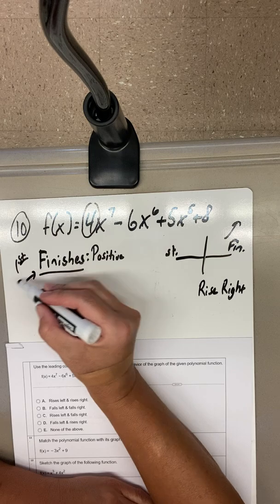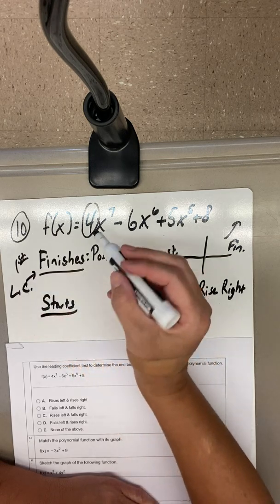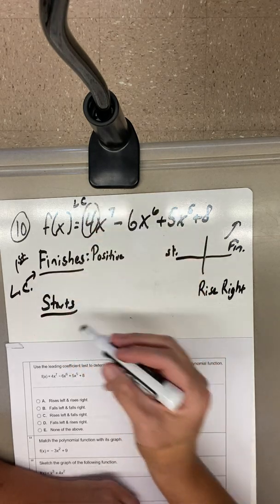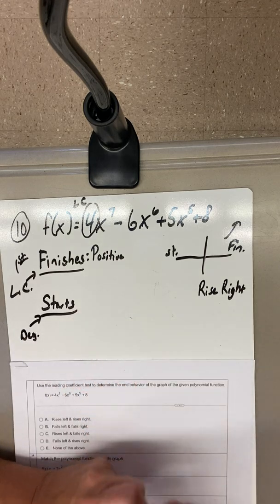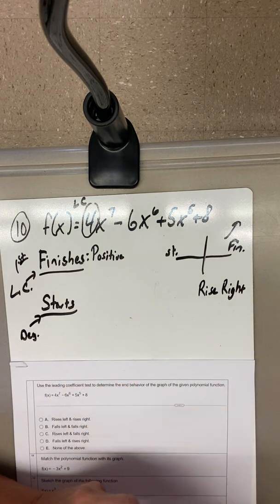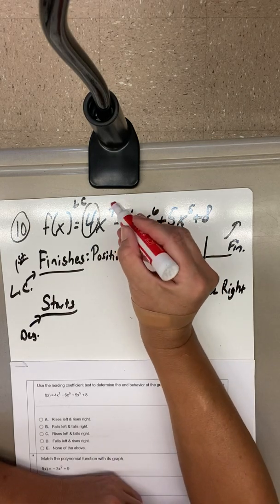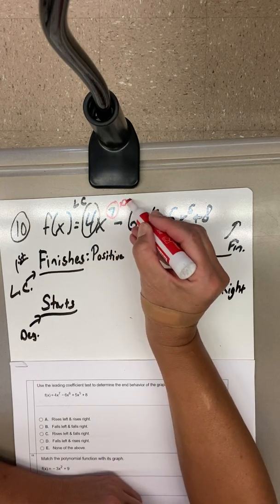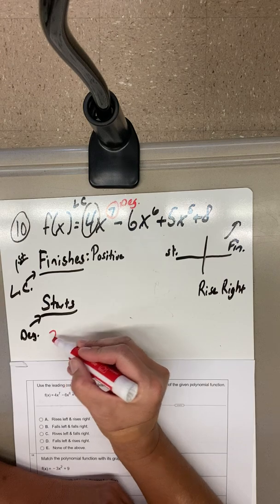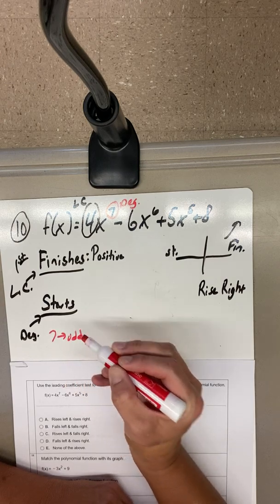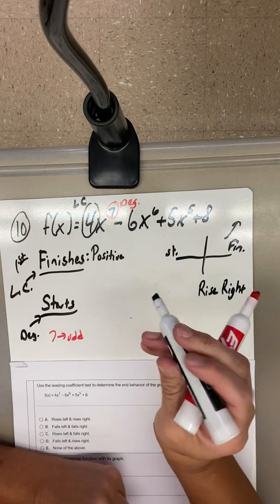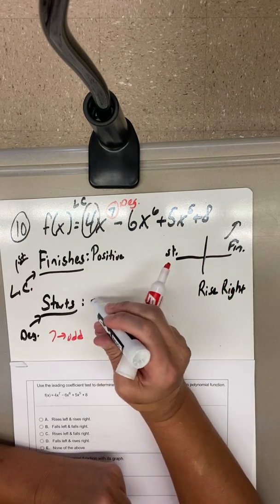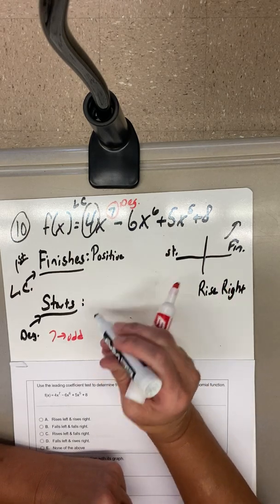Okay, so finish, you're looking at the leading coefficient. Starts, you're looking at the degree. The degree of this function is 7. The degree is the highest exponent. Now, 7 is odd. Odd means opposite. So since it finished positive, we're going to start opposite of that. What's the opposite? Negative.